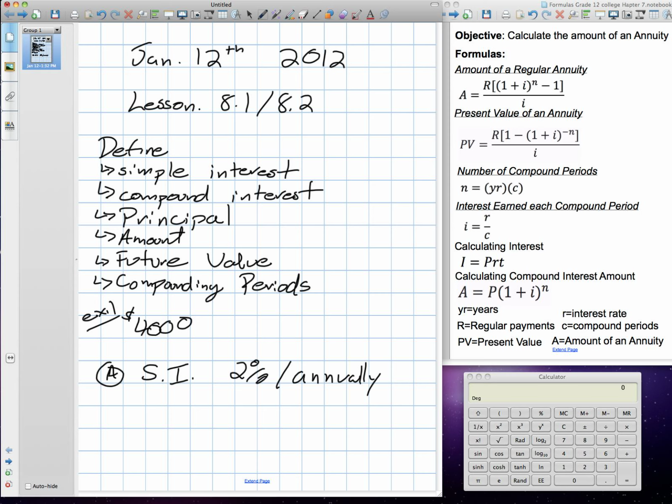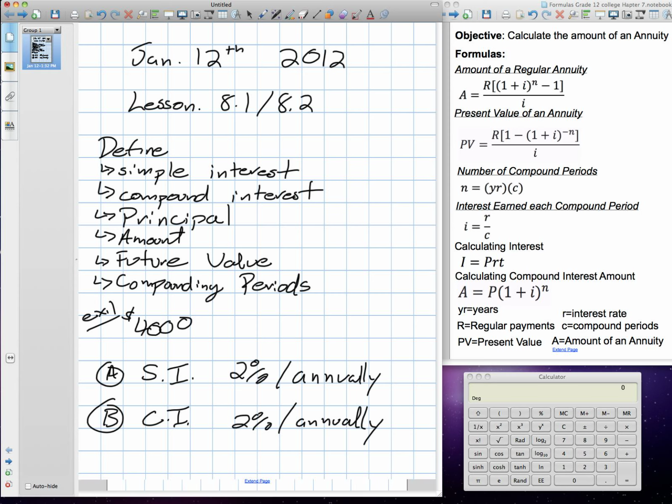Now his option B is to invest in a compounding interest bank account. Same idea, 2% annually. Same thing. It's going to be annually. Okay, so we're going to compare the difference between these two. So right now we're comparing a simple interest account to a compound interest account. One of the first things we can do is calculate the amount of interest this person's going to earn. And we're going to have to do that for this question.